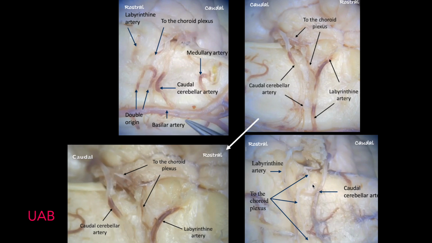This is another case, and it is interesting because we have the caudal cerebellar artery, and then we have this artery that is usually named the labyrinthine artery, but in this case seems to be double. There are two of them, and one of them is going to vascularize the choroid plexus of the fourth ventricle. And also this artery seems to be branching off, instead of from the basilar artery, from the caudal cerebellar artery.